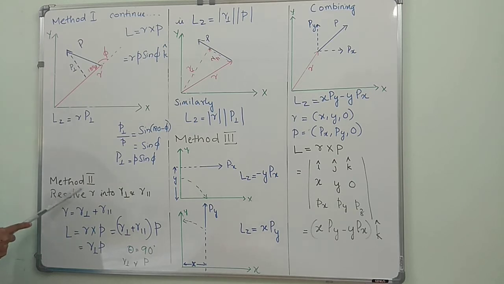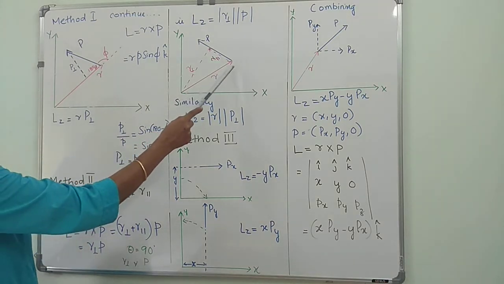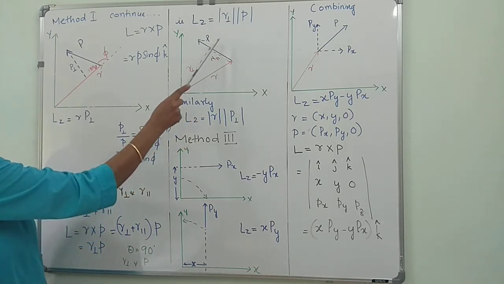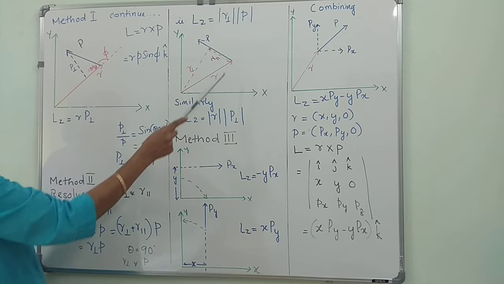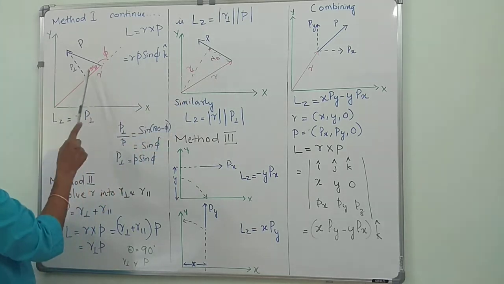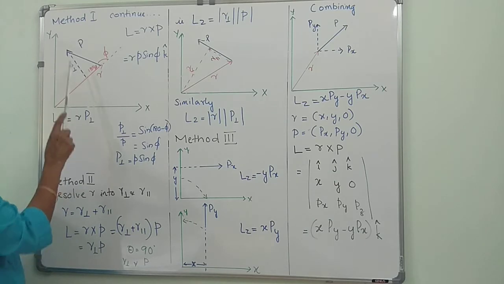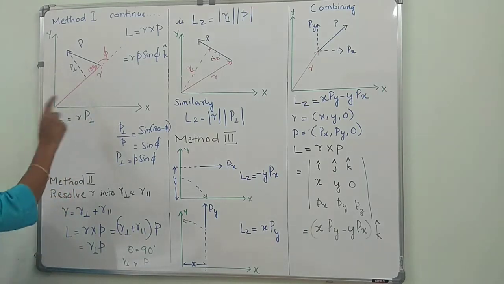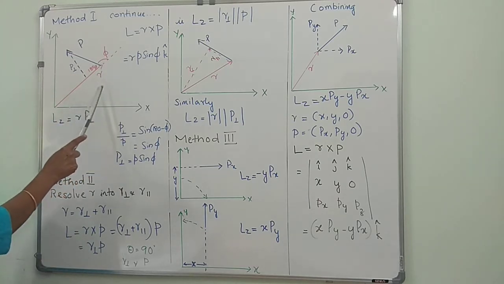In the second method, what we do is we resolve the position vector r in terms of parallel and perpendicular components. This is your vector r, which can be resolved as perpendicular to p as well as parallel to p. You have studied resolution of vectors. You can resolve r in this manner. Similarly, p also you can resolve as perpendicular to r and parallel to r. Two components you can resolve because it is a two-dimensional plane we have represented.